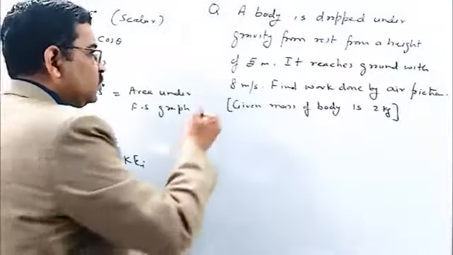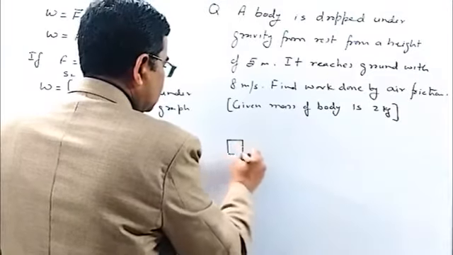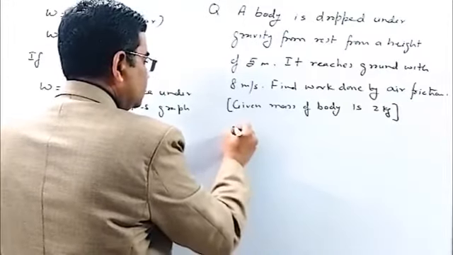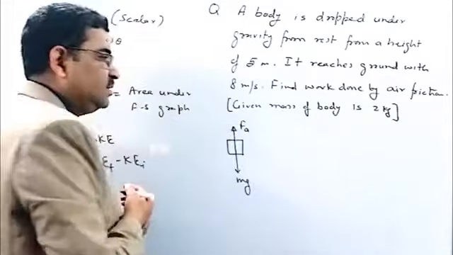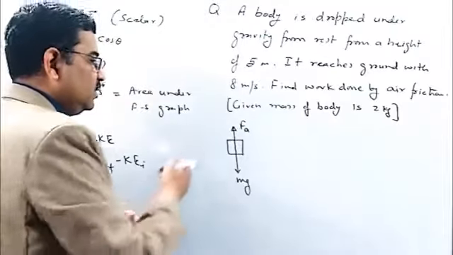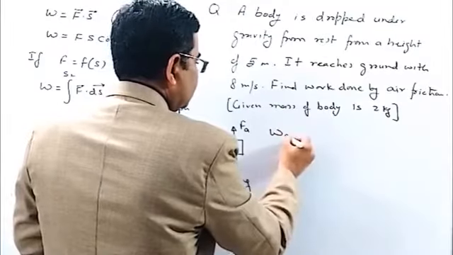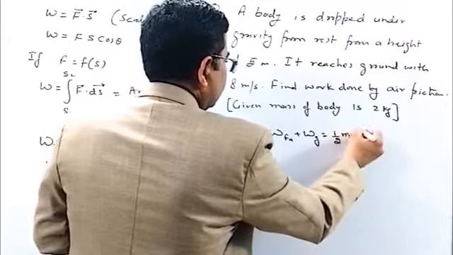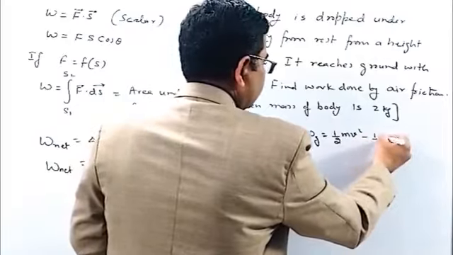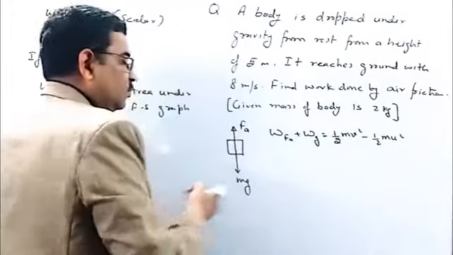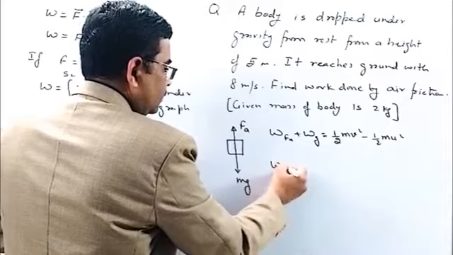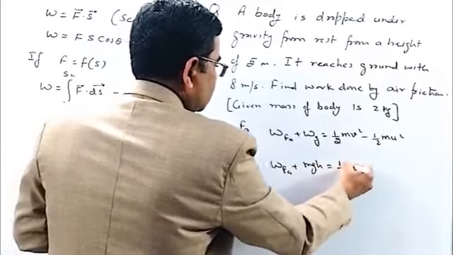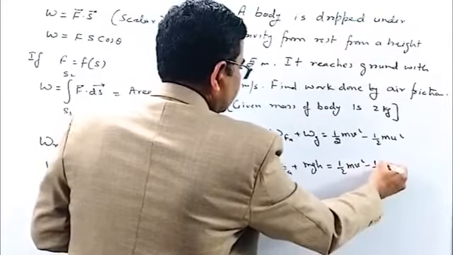So what are the forces acting on the body? One is the gravitational force mg, the other is the air friction, I can say it is Fa, and according to the work energy theorem, the work done by the air friction plus the work done by gravity is equal to the change in kinetic energy, which is half mv square minus half m u square. Now the work done by the air friction is required. The work done by gravity is mgh, and this is half mv square minus half m u square.